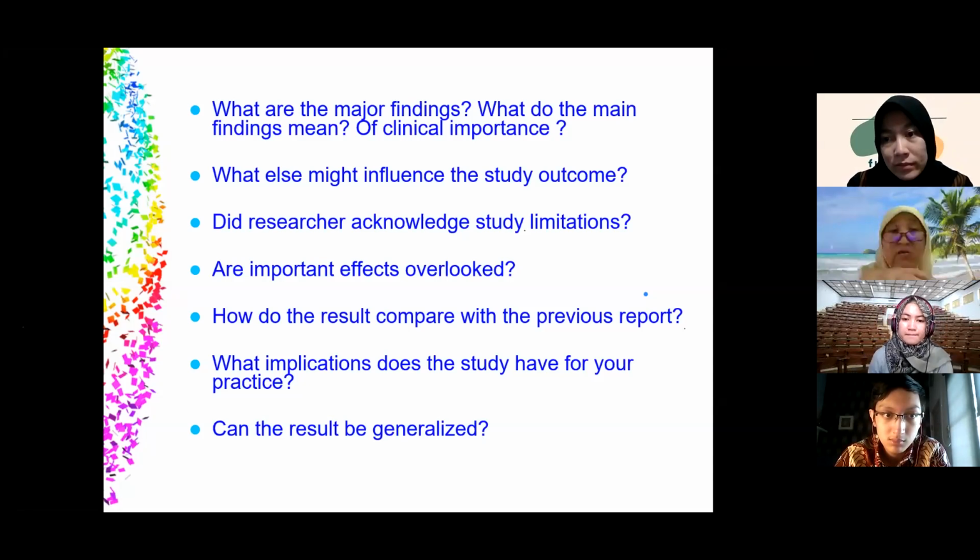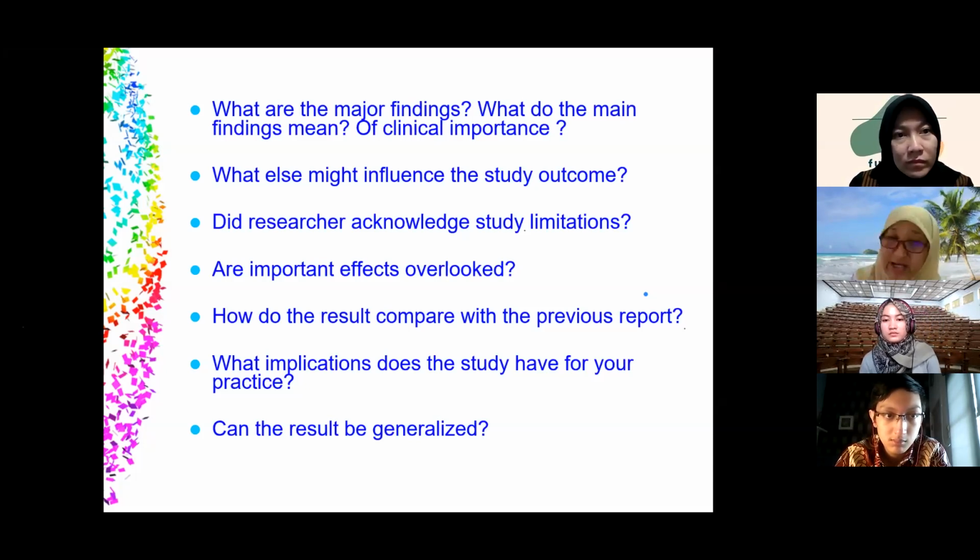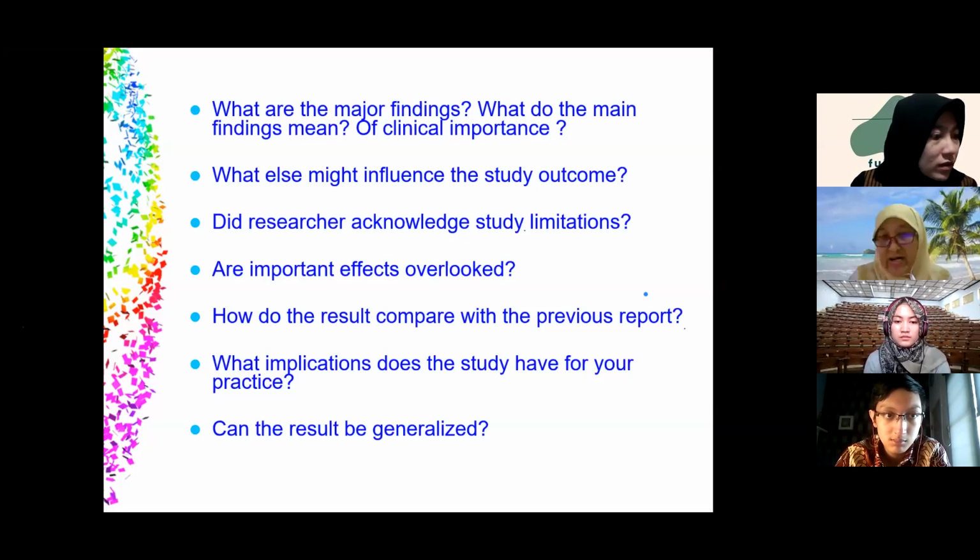Some people may feel that this study is wrong, but no, you have to look at the method. Even though the result differs and refutes the previous finding, if the method is correct, when you appraise it properly, it is a good study. That may be a new finding with a different environment. So what implication does the study have for your practice? Of course, when you appraise a paper, this is important. There's no point in reading a study without looking at the implication. And can the result be generalized?